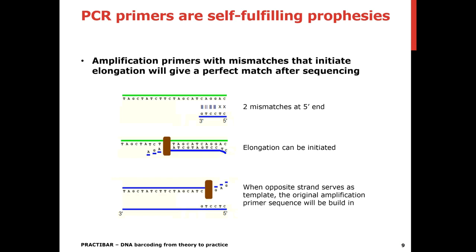So PCR primers are self-fulfilling prophecies. Amplification primers with mismatches that initiate elongation will give a perfect match after sequencing. So for instance, you see here a primer which has a mismatch right here, but it still can bind to the DNA, and so you get elongations. And when you use the opposite strand later on, you see you get the sequence of your primer incorporated and not the original sequence.